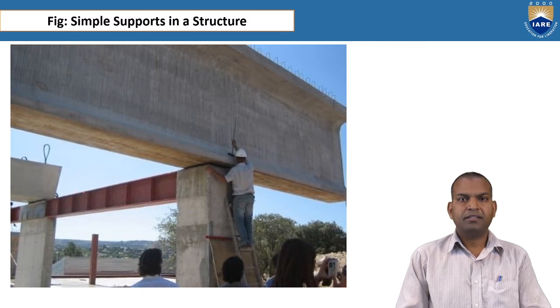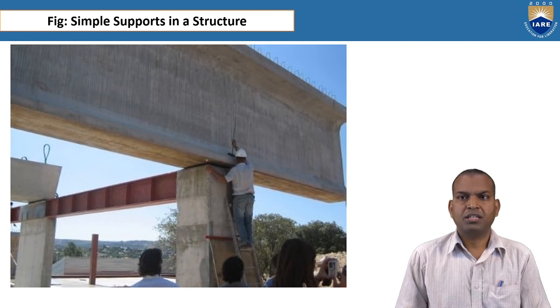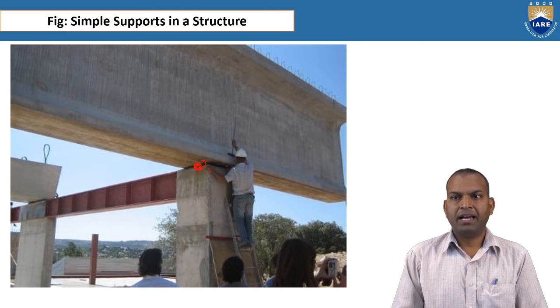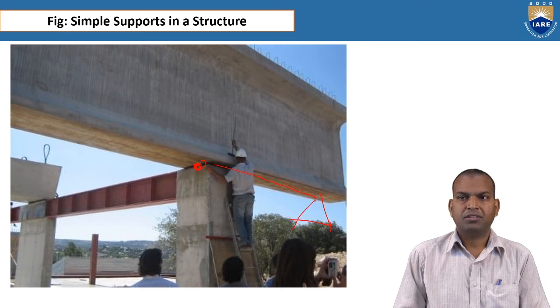Next, we can see how simple supports practically take place on beams. There is a simple support here. You can see the person working here. This is one of the supports, and this is another end. It is an extended simple support, but there is another column here. That's why there is one vertical reaction here, and another vertical reaction here.